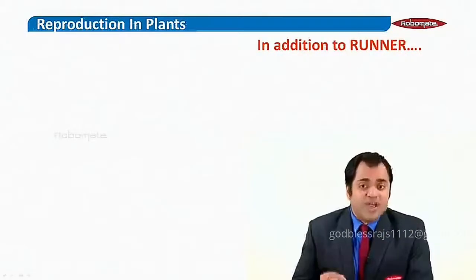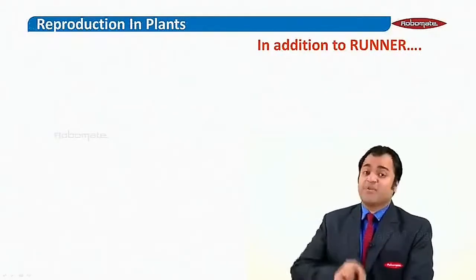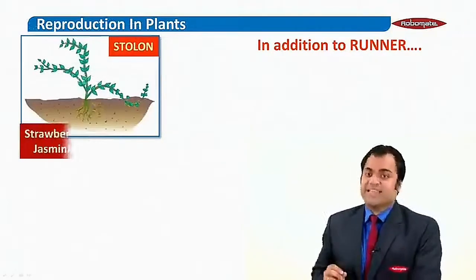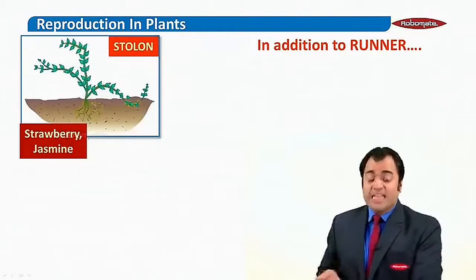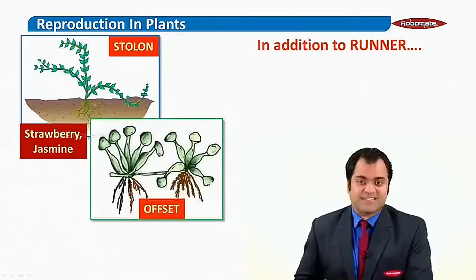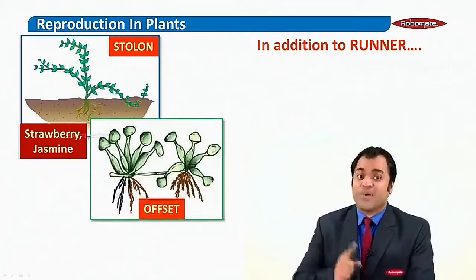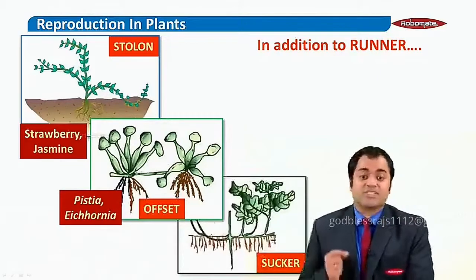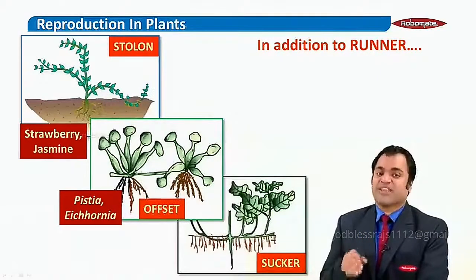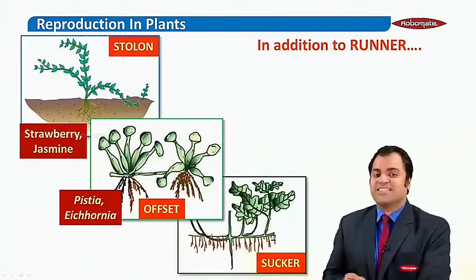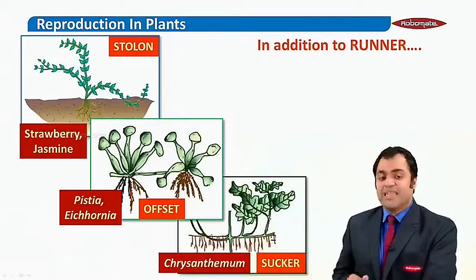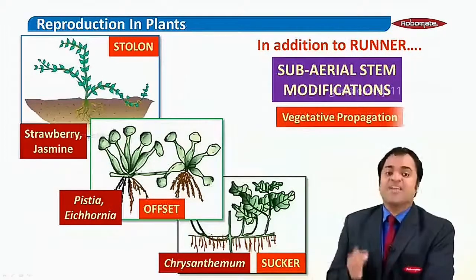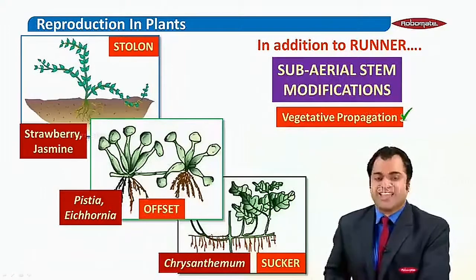In addition to runner, we remember some more subaerial modifications, namely stolon. A stolon was basically seen in strawberry and jasmine. Another example includes offset. Offsets were also called runners of aquatic plants like pistia and eichhornia. And one more type was the sucker. Remember, sucker was also called an underground runner and was specially seen in a plant called chrysanthemum. These are all subaerial stem modifications specially modified for vegetative propagation, just like runner.